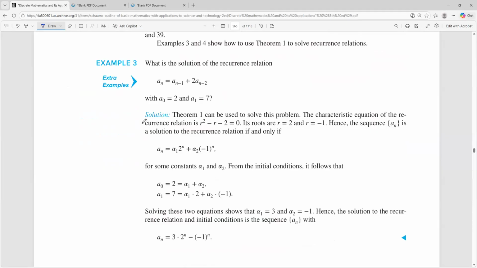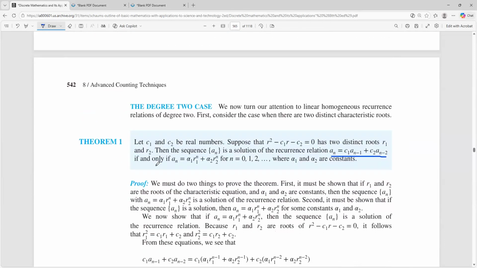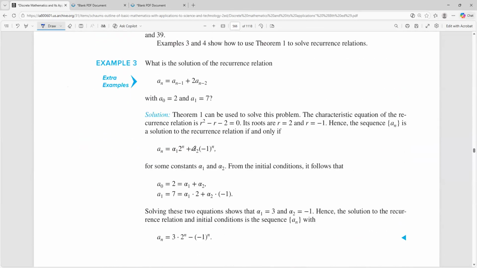I think this is the one Delaram gave in her review. So we want to solve the recurrence relation A sub n is equal to A sub n minus 1 plus 2 times A sub n minus 2, with A0 equal to 2 and A1 equal to 7. We could use this theorem right here and do the following.